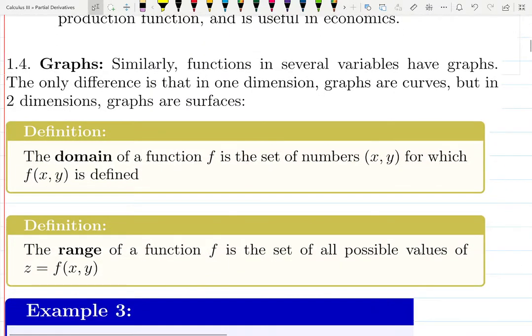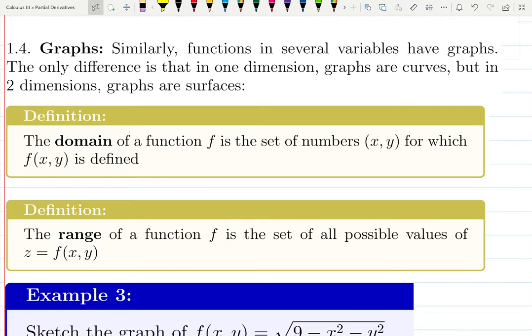Let's learn how to build domain and range, like you asked. Functions in several variables have graphs. The only difference is that in one dimension, graphs are curves, but in 2 dimensions, graphs are surfaces. Curves are lines or parabola, hyperbola, whatever we had before. Surfaces are things like sheets and like this ghost we just saw. So we will see examples.